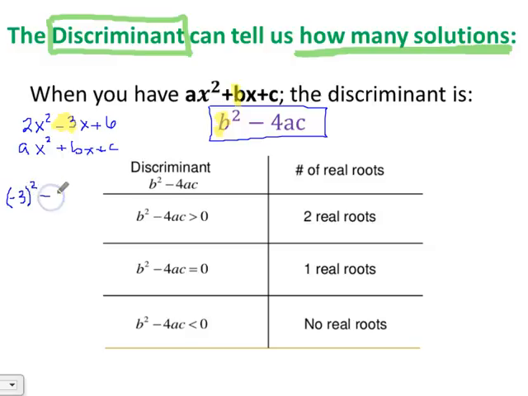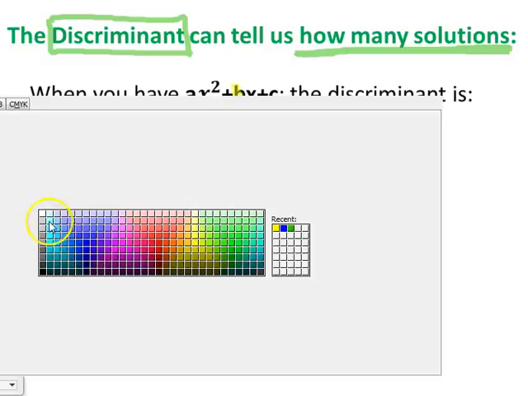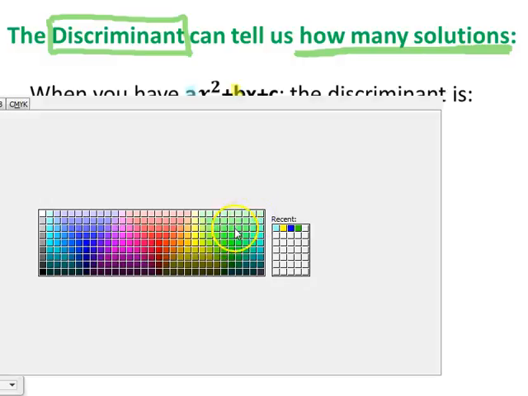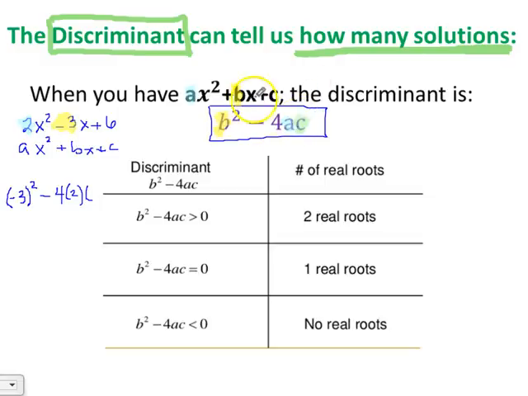and then I need to do minus 4 times a. What's the a term? Well, look up here. The a is the number being multiplied by your x squared, so that would be 2. So then I'm going to have times 2, and then what's my c term? Well, my c term is that constant, which is going to be, in this case, 6. So I'm going to say times 6. So let's do the math. -3 squared is the same as saying -3 times -3, which is 9, minus 4 times 2 times 6.